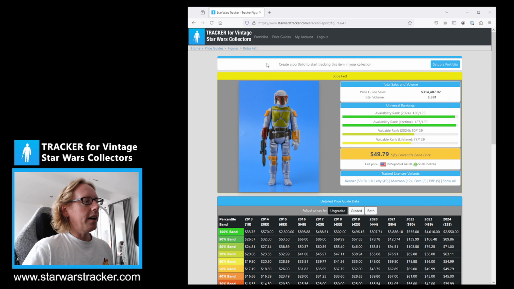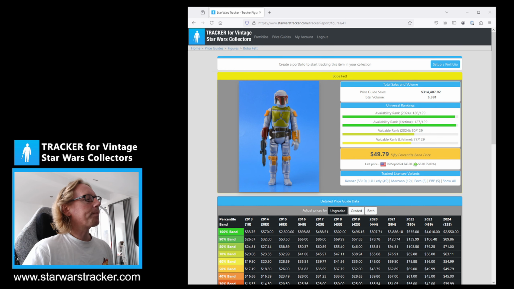So up the top of the screen, you always have this blue and white banner, which allows you to add one of these to your portfolios if you like. So as you browse the price guides, and if you see something that you have, you've got a chance to actually add it to your portfolios at that point in time. Because we've just set up, what it's saying is create a portfolio to start tracking this item in your collection. So we'd need to set up a portfolio first, and then we can add it to a portfolio. But I'll go over that stuff in a later video about the portfolio side of things.